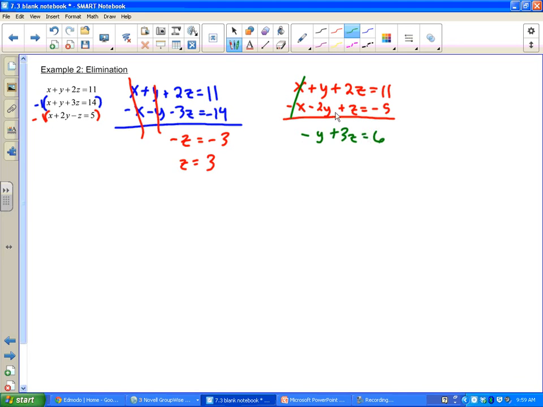And so now we have an equation with two variables. If we had ended up with something on our first one, like y minus z equals negative 3, then we would have to do elimination again because we would have to get rid of either y or z. But since we actually got rid of both of these and we got z equals 3, I can put that 3 in and I can go ahead and start solving for my variables.